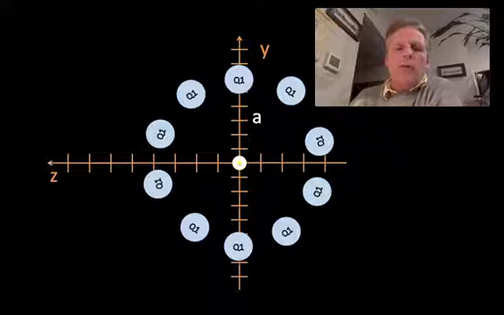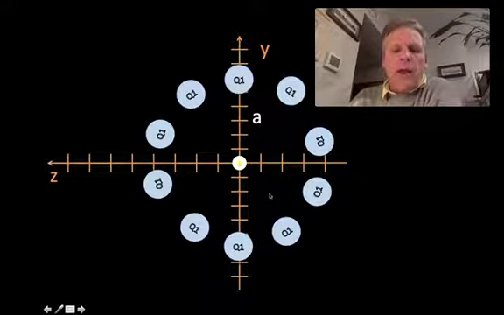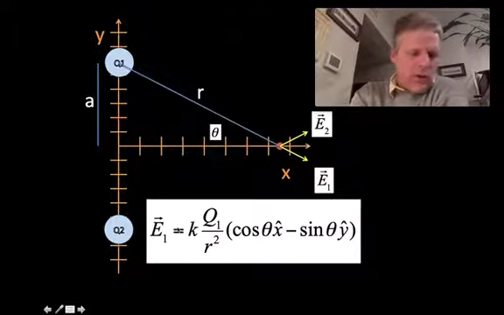Well, we also know that that's going to be true for this Q1 and this Q1, and this Q1 and this Q1.